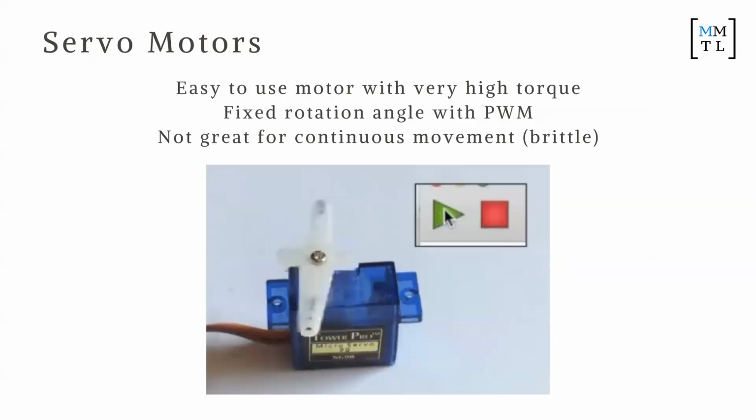All right, servo motors. So, last two. The first is servo motors, so you can get to play with one. These are easy to use motors with very high torque. It allows you to have a fixed rotation angle with PWM, right? And it's not great for continuous movement. So it breaks if you try to continuously move it.